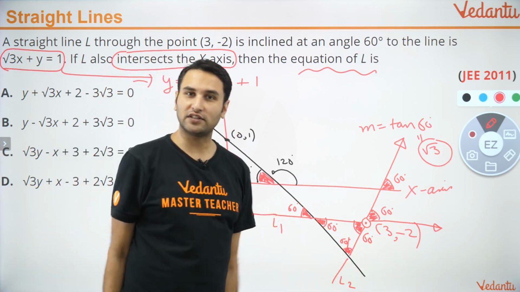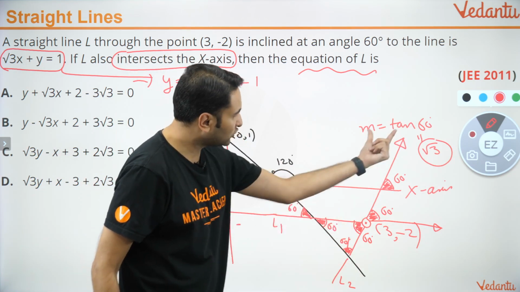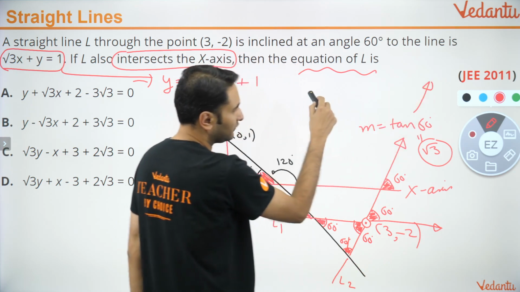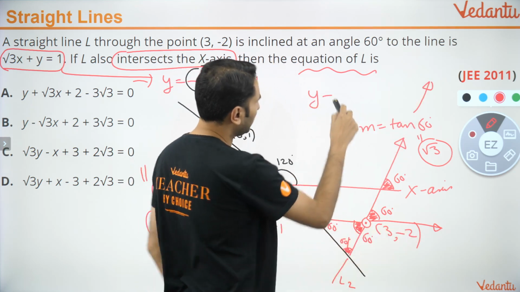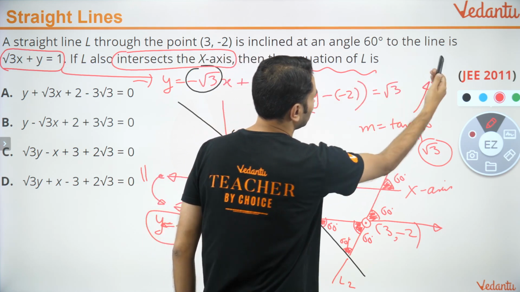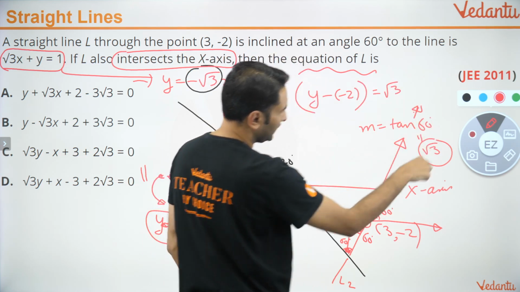Bas, I got the equation. So what is the equation of this line? I know the slope, I know the point. So the equation of the line will be, y minus y1 is equal to slope into x minus.